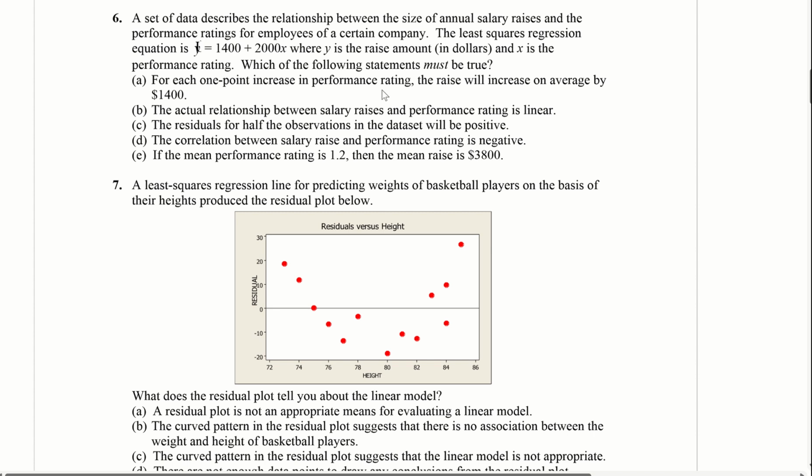All right, so for each 1 point increase in performance rating, the raise will increase on average by $1,400. So if you look at the equation here, this is the slope, right? So 2,000 is the slope. And the y-intercept is 1,400.